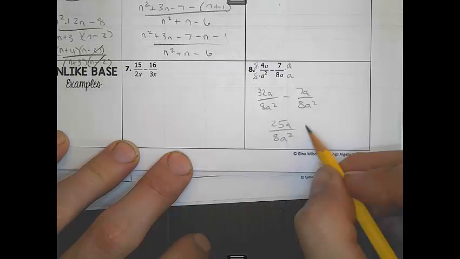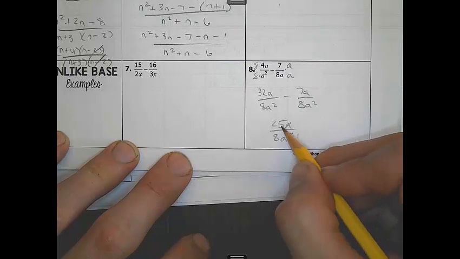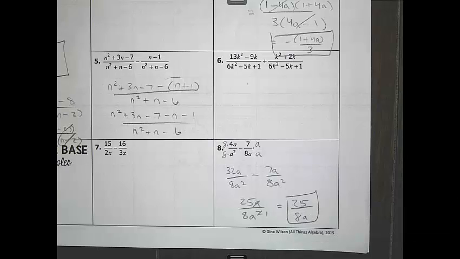Now one of these a's cancels with one of these, leaving one left, and so the final answer is 25 over 8a.